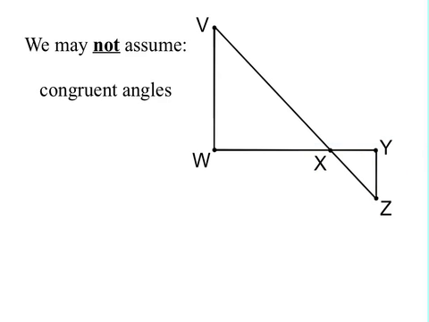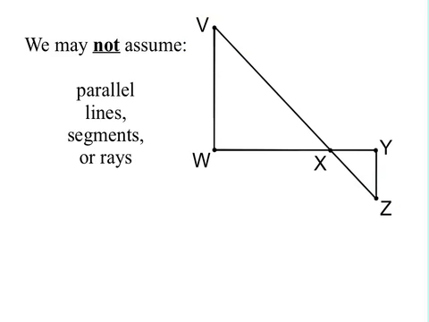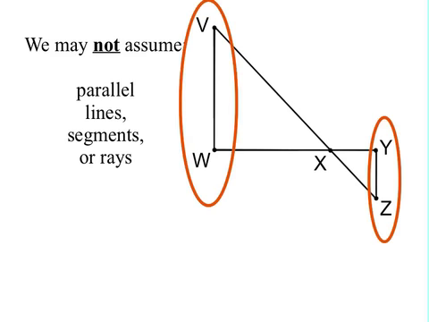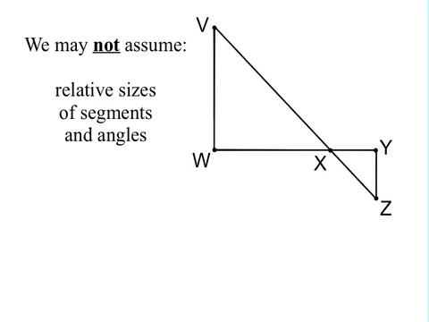We're also not allowed to assume congruent angles. The angle with vertex V and the angle with vertex Z, to me, look to be congruent, but they're not marked as congruent, so we're not to assume that they're congruent. We also may not assume parallel lines, segments, or rays. And again, in this diagram, I believe that segment VW looks to be parallel to segment YZ. But just because they look parallel doesn't mean we can assume that they're parallel.